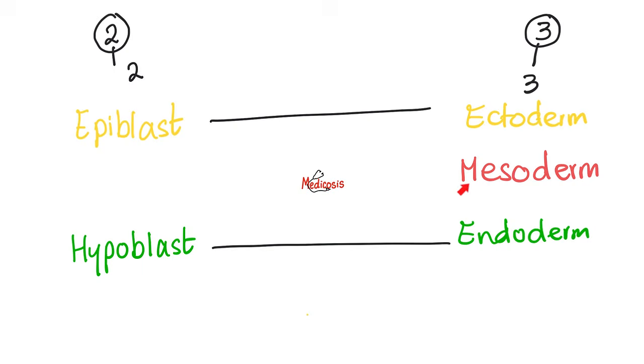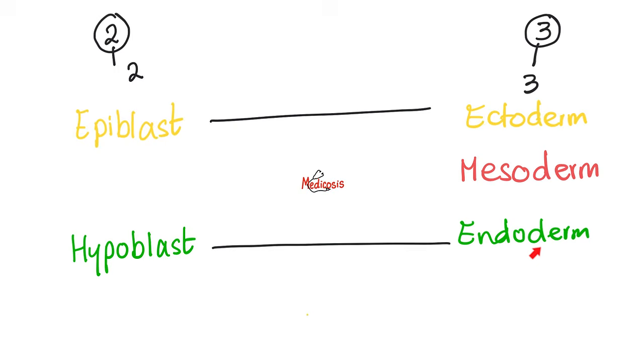What does the word meso mean? Meso means in the middle, as in mesencephalon. Do you remember your midbrain? Midbrain is mesencephalon because in the middle. It's between the forebrain and the hindbrain. Similarly, mesoderm is called meso because it's in the middle. It's between the endoderm and the ectoderm.